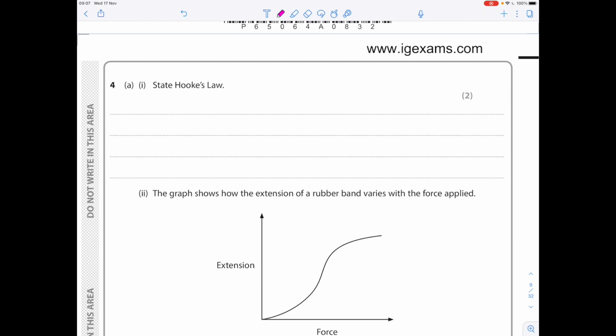State Hooke's law. Remember, this is all to do with hanging weights off a spring and the fact that the extension on the spring is proportional to the load added. But remember, that can only occur up to a specific mass, which will vary based on the spring, and after that point the spring will stretch and not go back to its original size, which means it's reached the limit of proportionality, or reached its elastic limit.